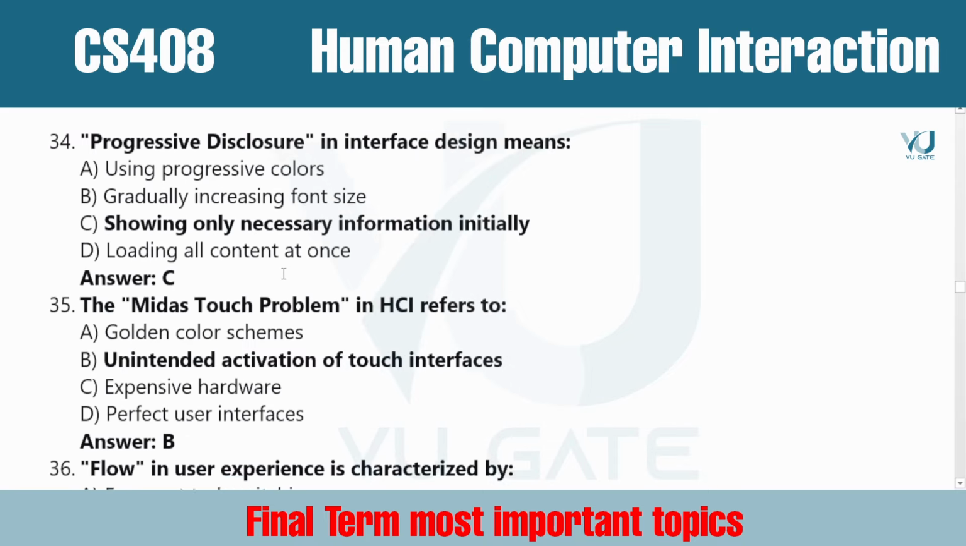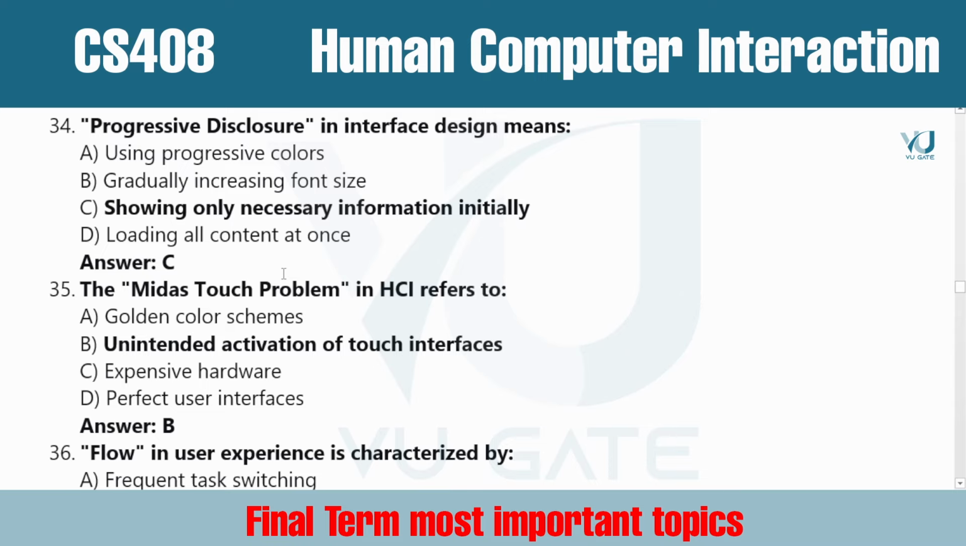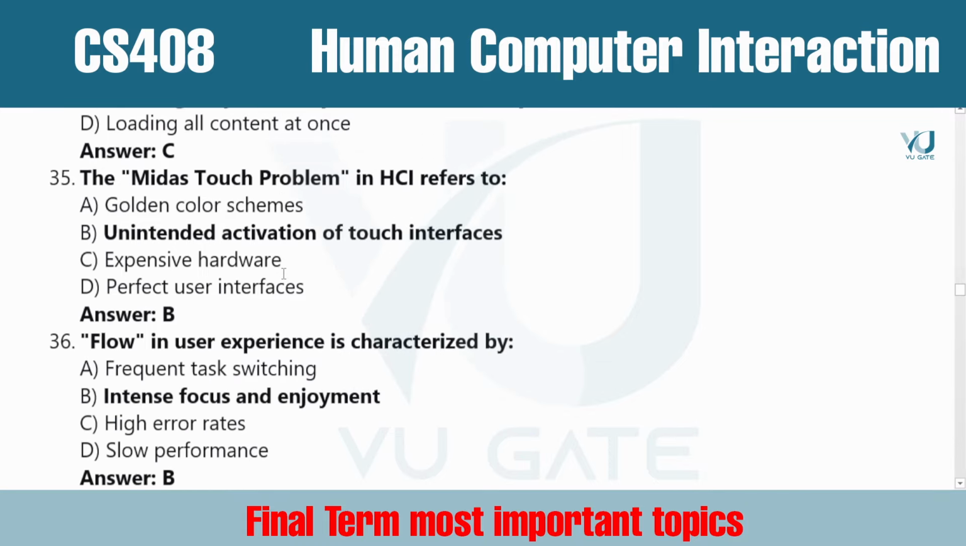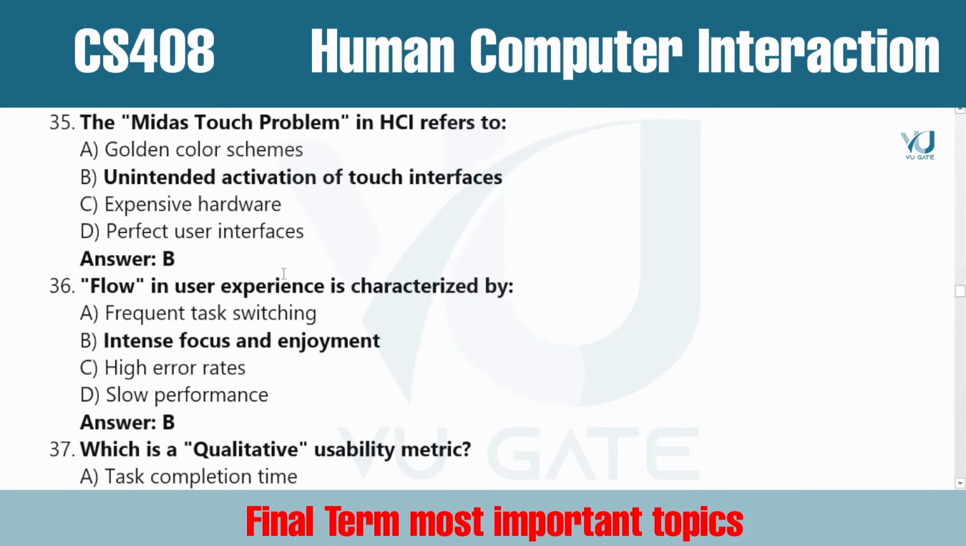Question 34. Progressive disclosure in interface design means? The correct answer is option C, showing only necessary information initially. Question 35. The Midas touch problem in HCI refers to? The correct answer is option B, unintended activation of touch interfaces.